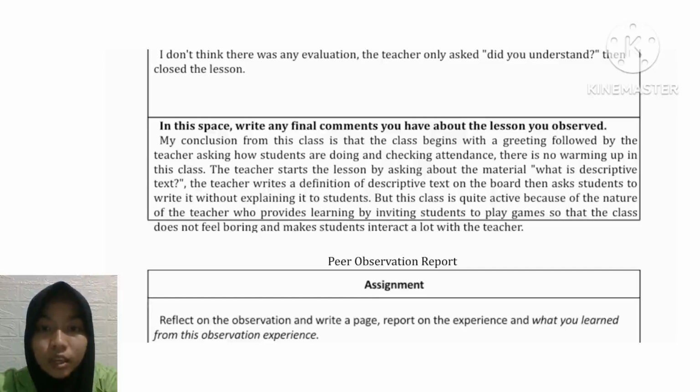But this class is quite active because of the nature of the teacher, who provides learning by inviting students to play games so that the class doesn't feel boring and makes students interact a lot with the teacher.